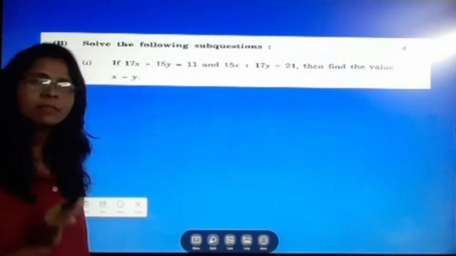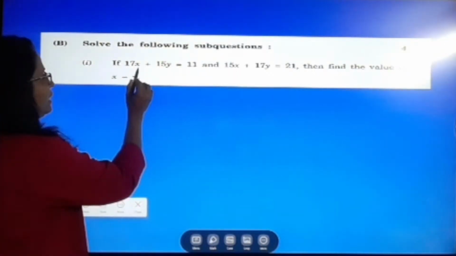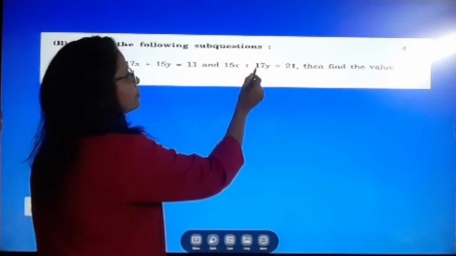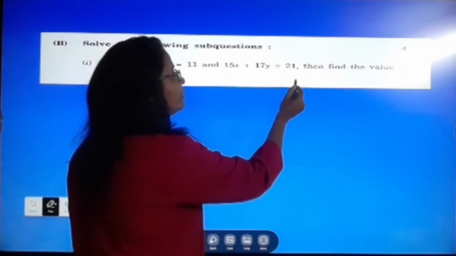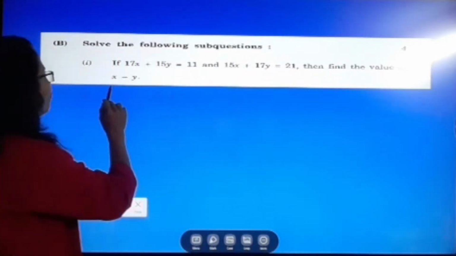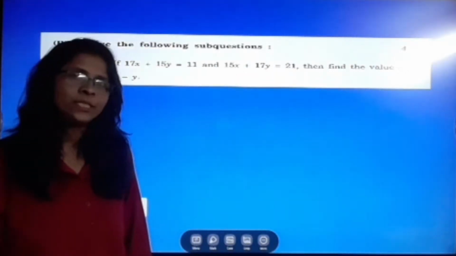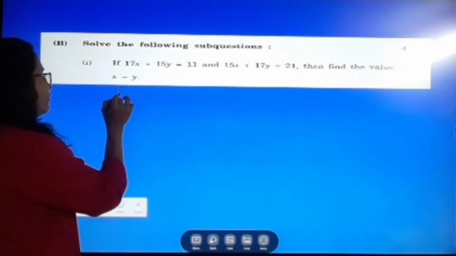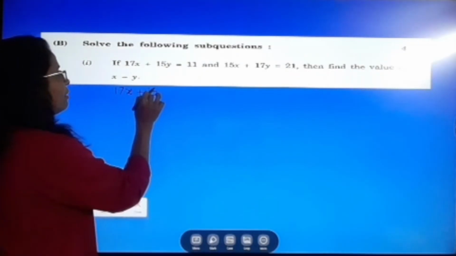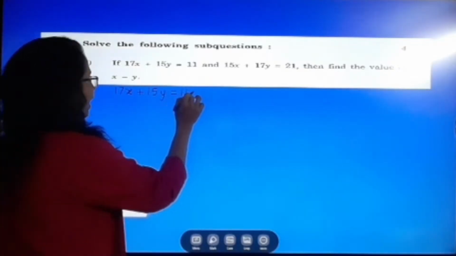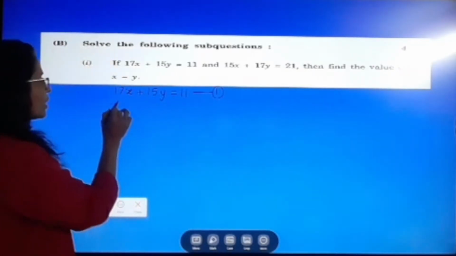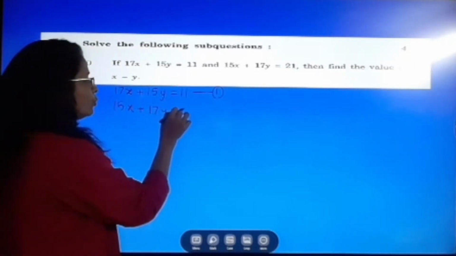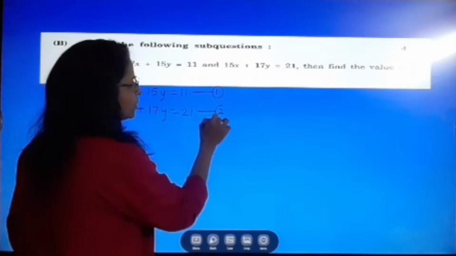Okay, then the example is, if 17x plus 15y is equal to 11 and 15x plus 17y is equal to 21, then find the value of x minus y. Yes students, here the given is that 17x plus 15y is equal to 11. I call it the first equation. 15x plus 17y is equal to 21. I call it the second equation.